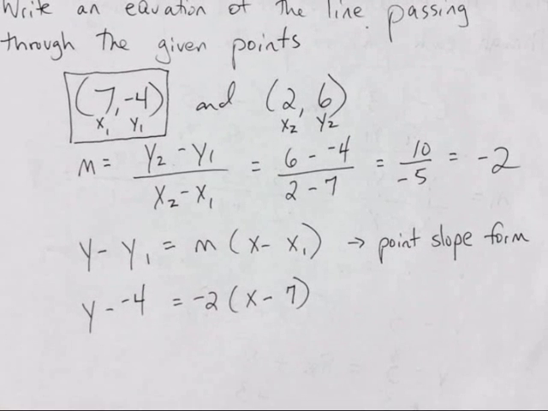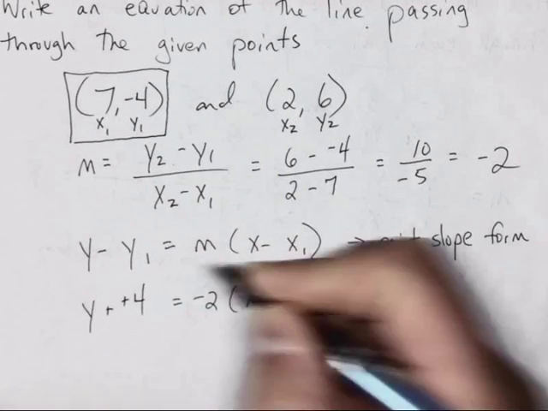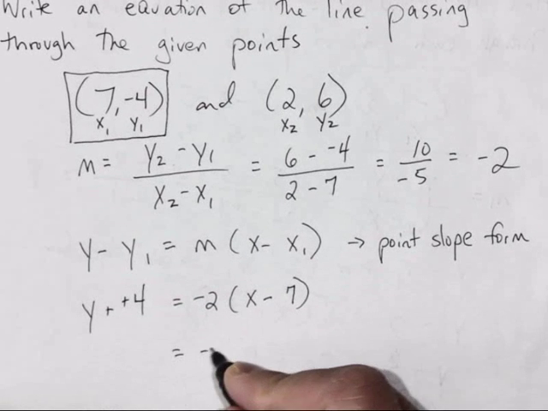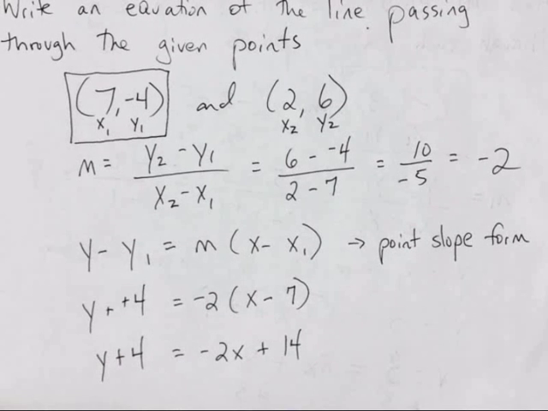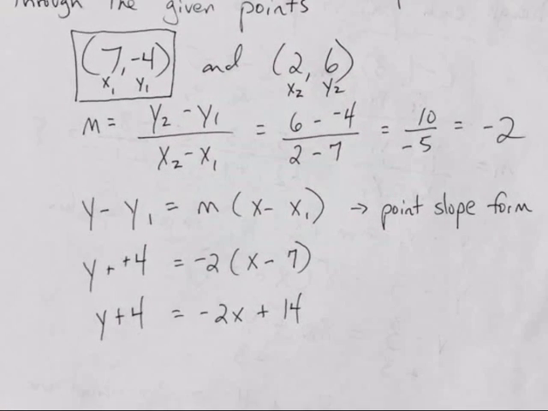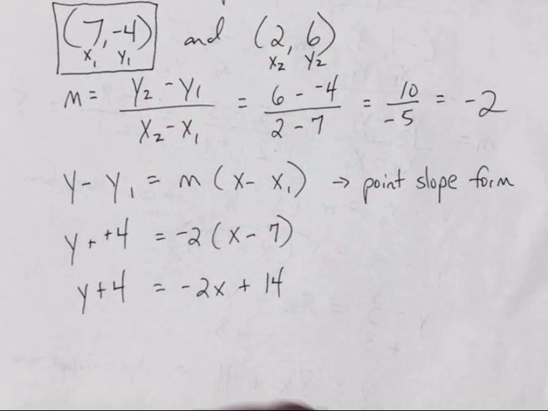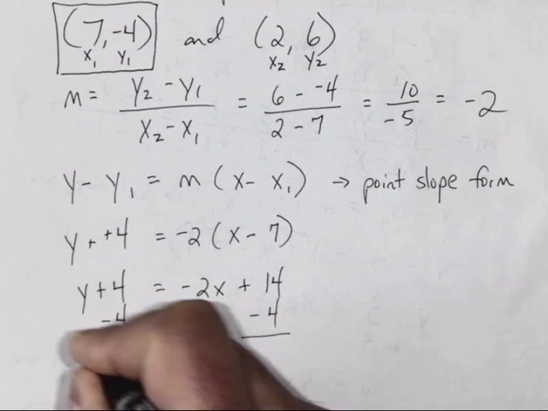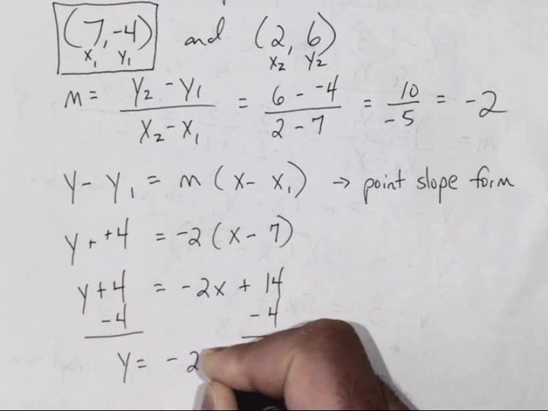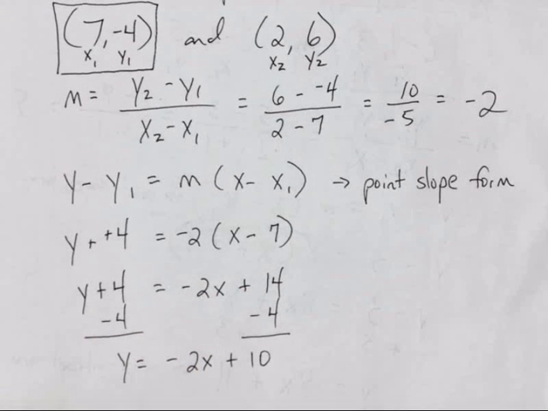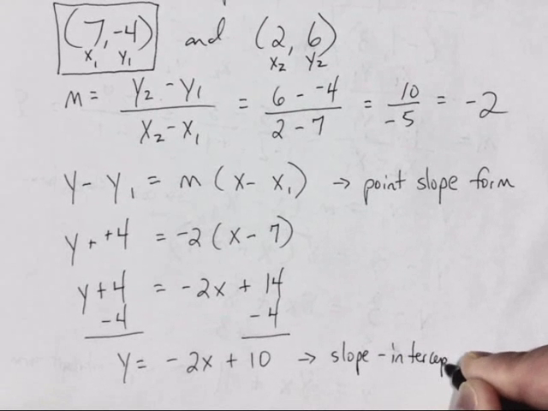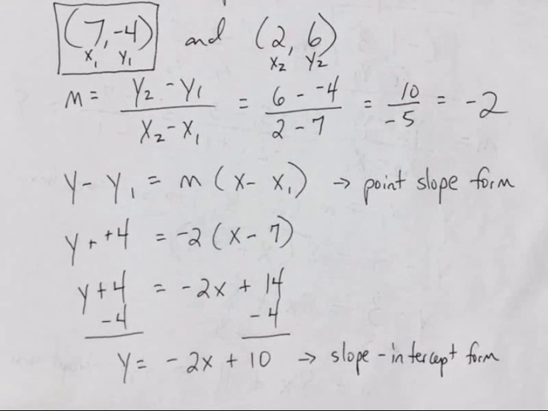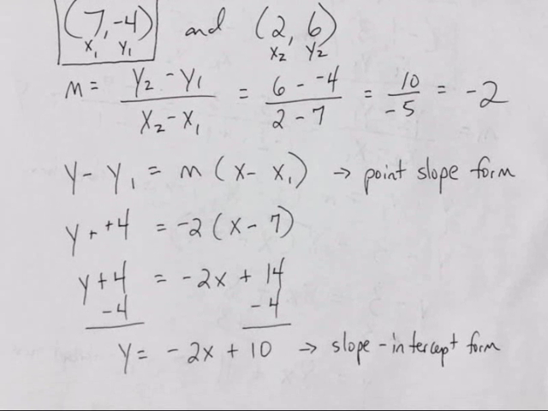Being careful with signs. Got double negatives, so those are going to turn to positives. Distribute the -2 through the parentheses. I want to put it in slope-intercept form, so let's solve it for y. So then I'm going to subtract 4 from both sides. And so the slope-intercept form is y equals -2x plus 10. So -2 is the slope, +10 is the y-intercept.